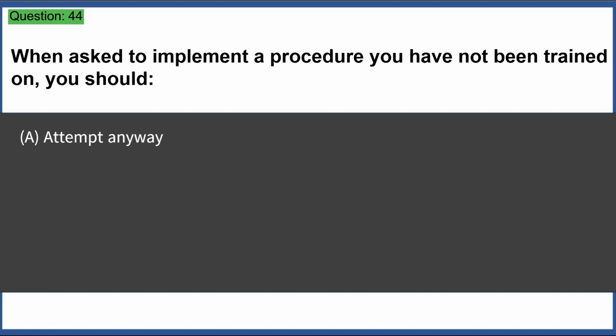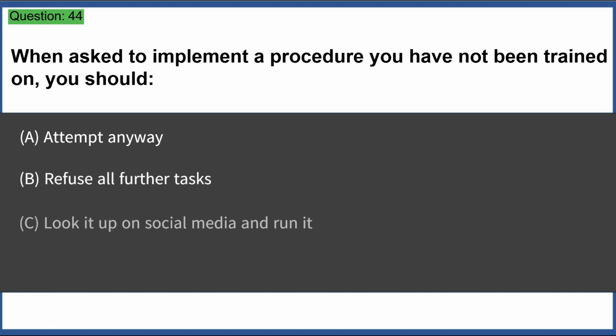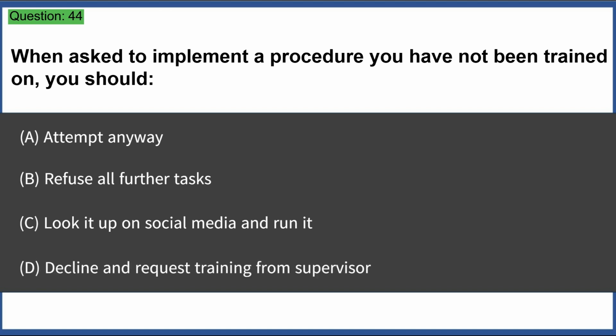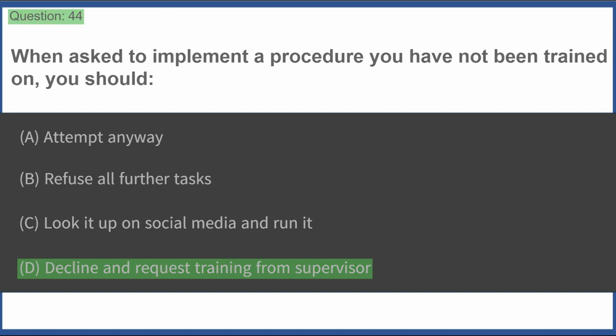When asked to implement a procedure you have not been trained on, you should A. Attempt anyway. B. Refuse all further tasks. C. Look it up on social media and run it. D. Decline and request training from supervisor. Answer D. Stay within competence, seek supervision.